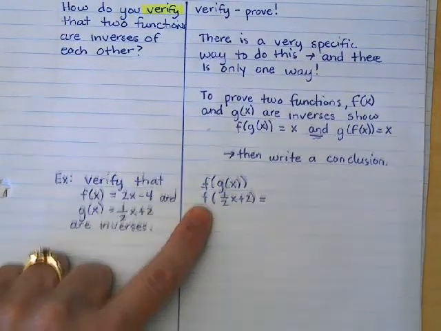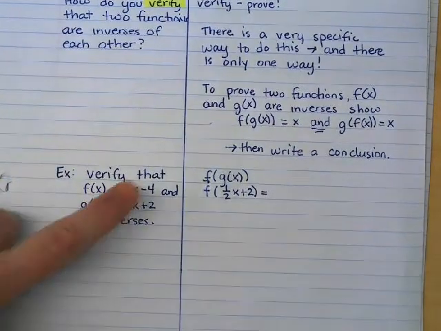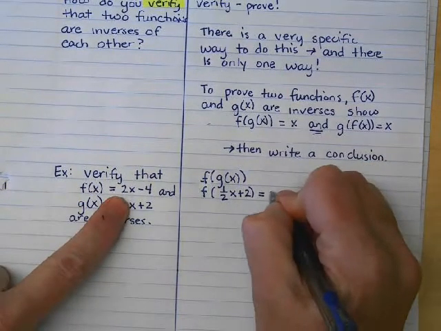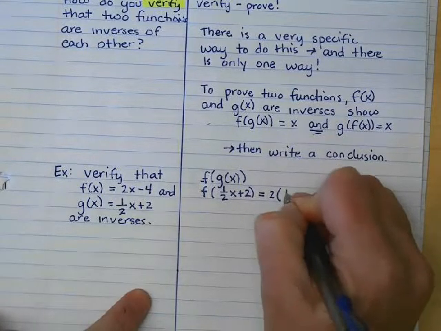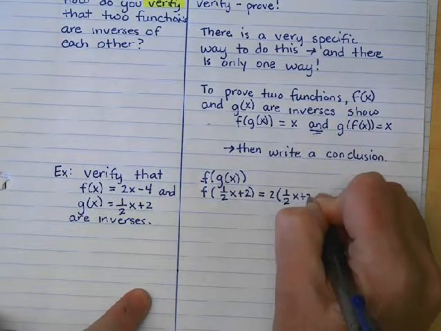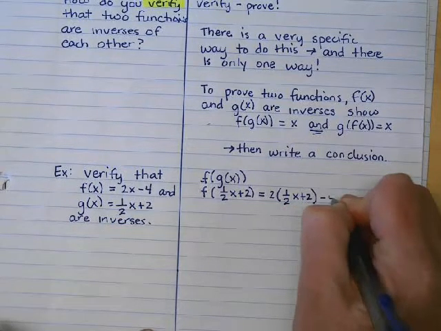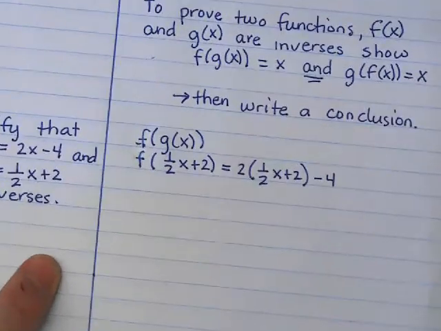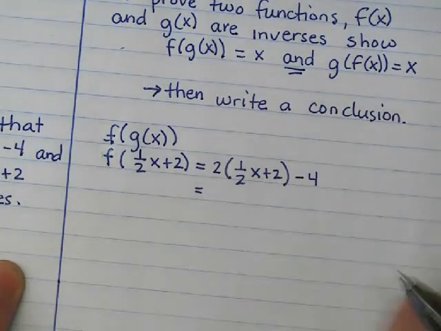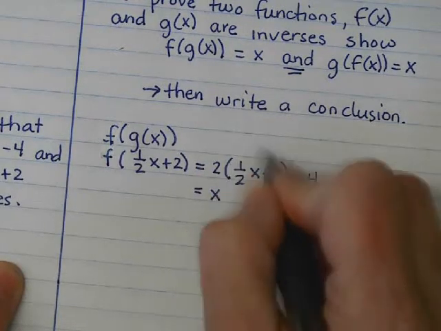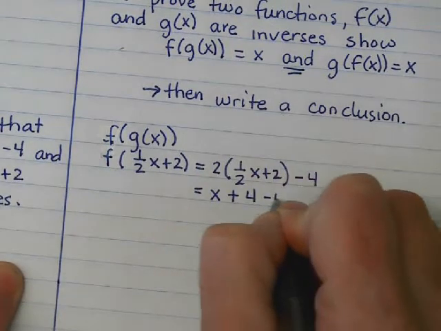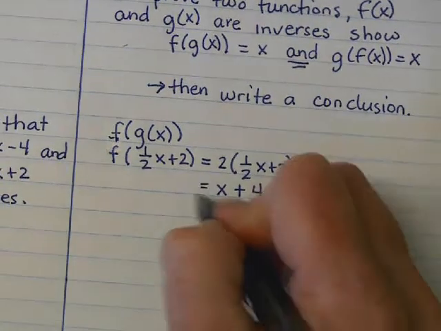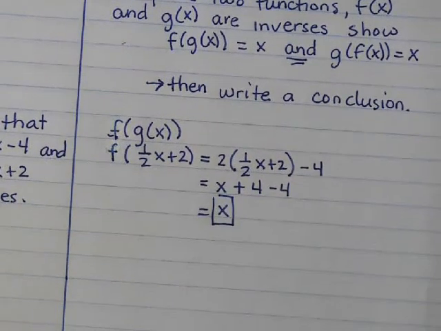So I'm going to go to the f function. Everywhere I see an x, I'm going to plug in 1/2 x plus 2. So that is 2 times (1/2 x plus 2) minus 4. Okay, now I'm going to simplify that. So 2 times 1/2 is 1x, and 2 times 2 is 4. Okay, so I have that part right there. I'll put a little box here to show, okay, I did that one.